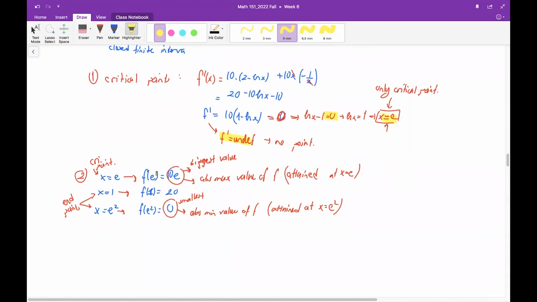Now make a complete list of critical points plus endpoints, evaluate your function at all those points, and then you will choose the biggest value and the smallest value among this list as the absolute maximum and absolute minimum value.